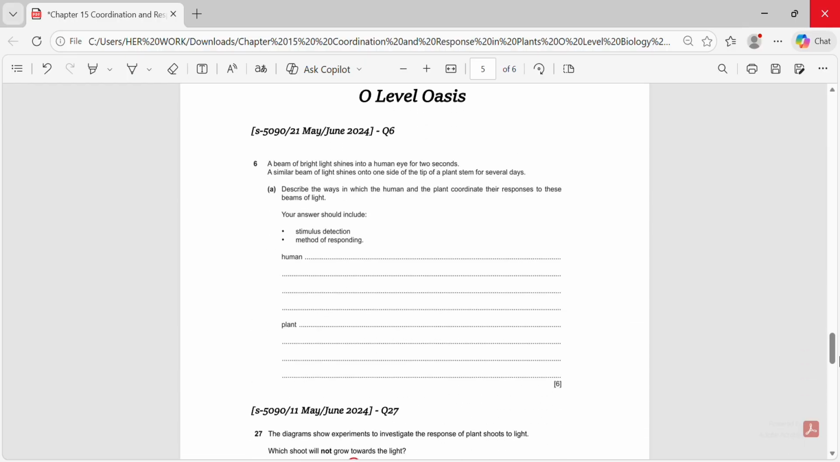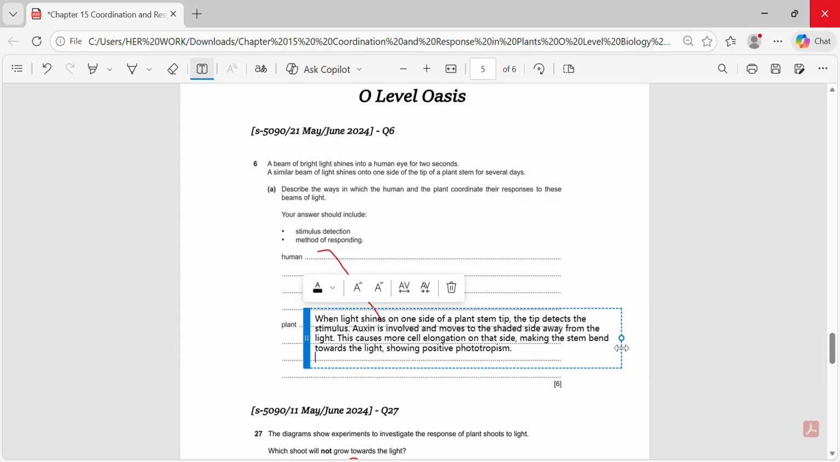Next, we have a paper 2 question which says, a beam of bright light shines into a human eye for 2 seconds. A similar beam of light shines onto one side of the tip of a plant stem for several days. We are asked to describe the ways in which the human and the plant coordinate their responses to these beams of light. The answer should include the stimulus detection and method of responding. So, since we already covered the human response in chapter 14, we will only attempt the plant part here.